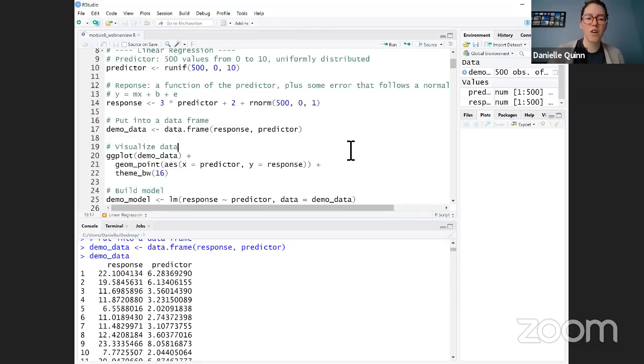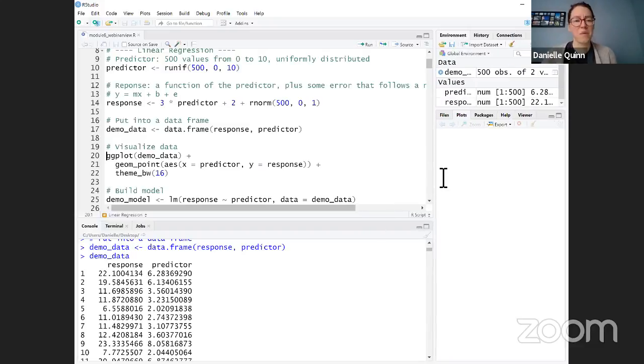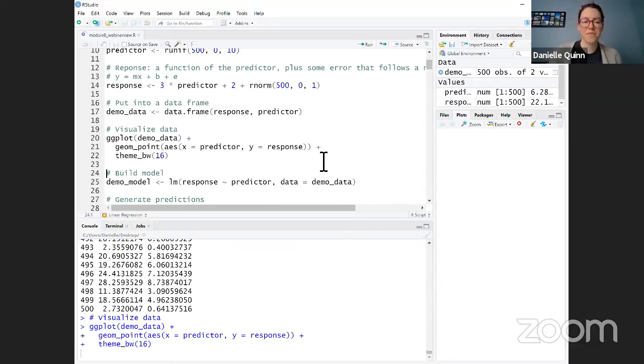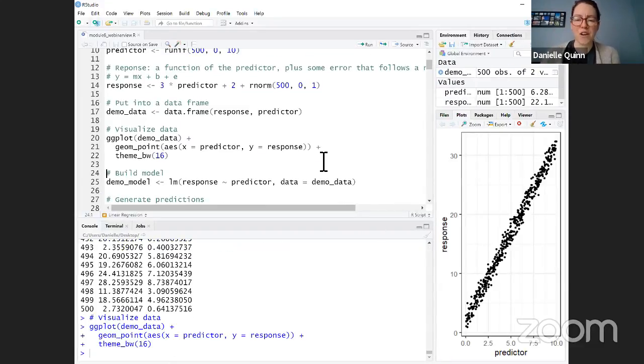So the first thing you should always do when you are running any type of model is visualize the raw data. Never assume that you know what relationship you're going to be looking at. Always visualize it to see if that gives you insights about what type of model to use. So we'll just visualize it as a scatter plot.